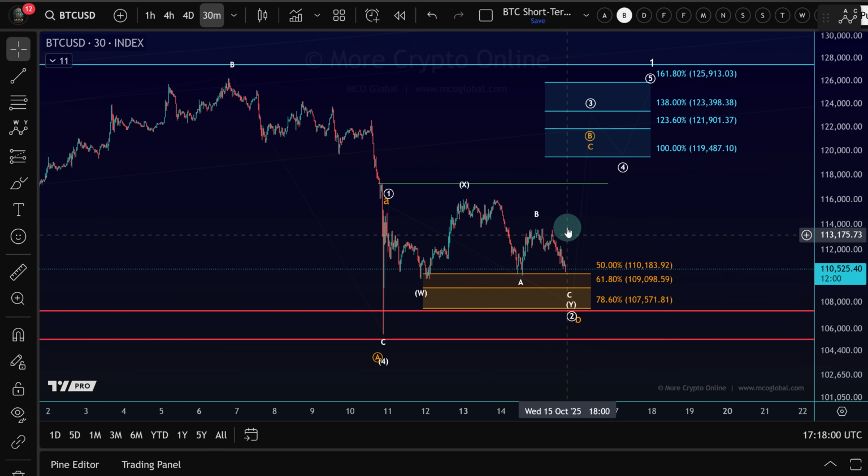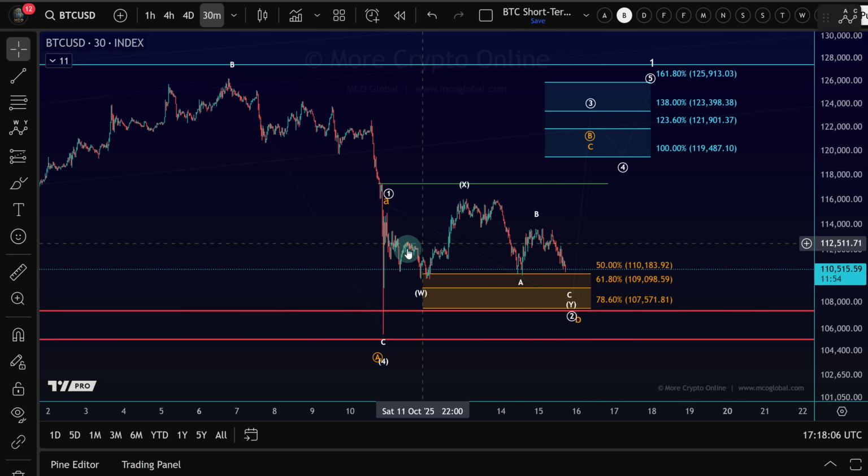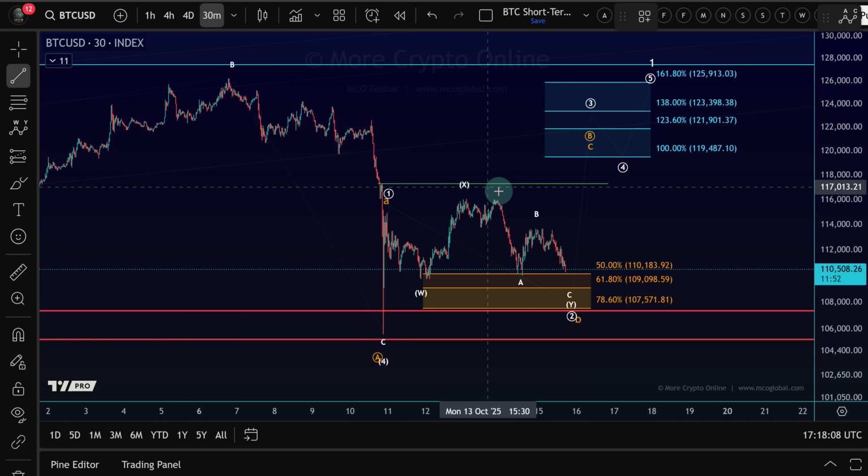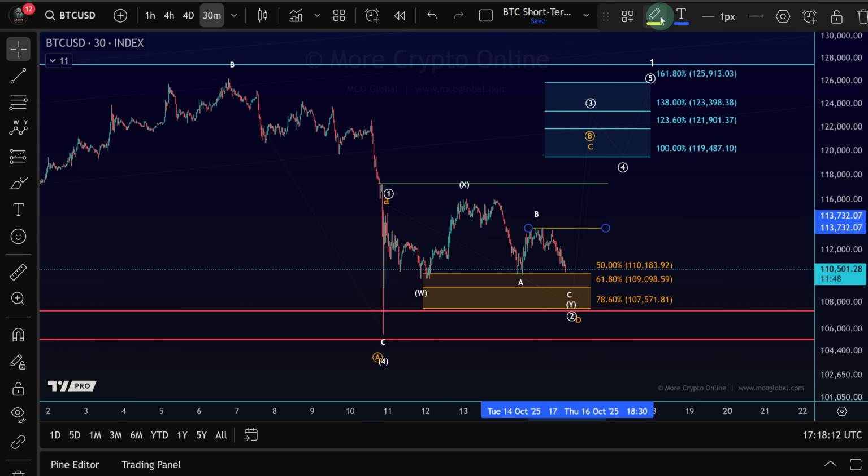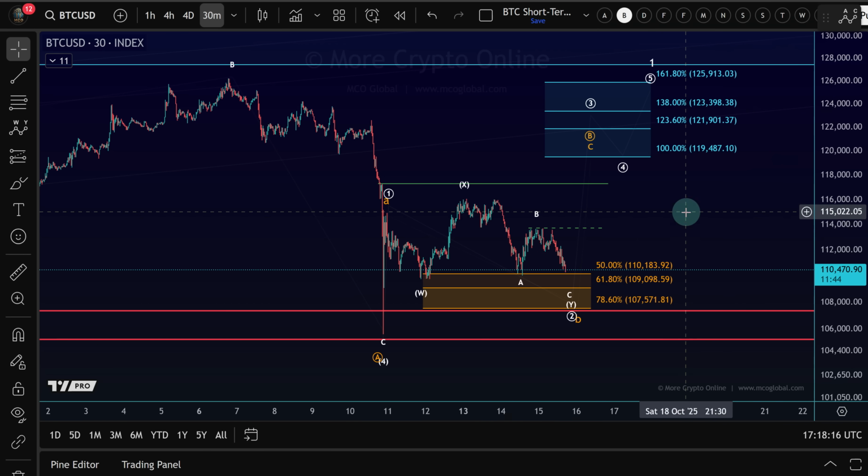First sign of a recovery to the upside would be a break above the B wave high at 113,780. But the market doesn't really seem to know what it wants to do. So patience is needed. I know that's easier said than done, but we're here. I'm definitely paying close attention to it. I'll keep you updated in case of any changes.